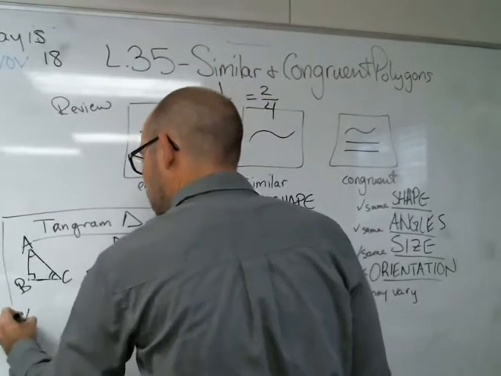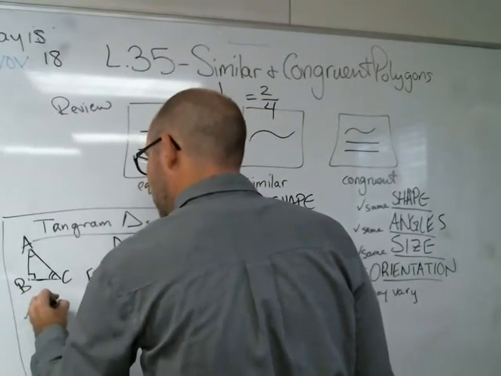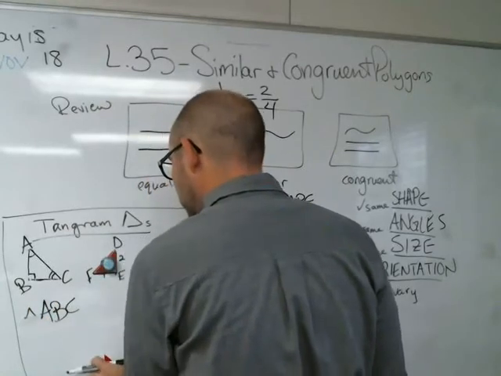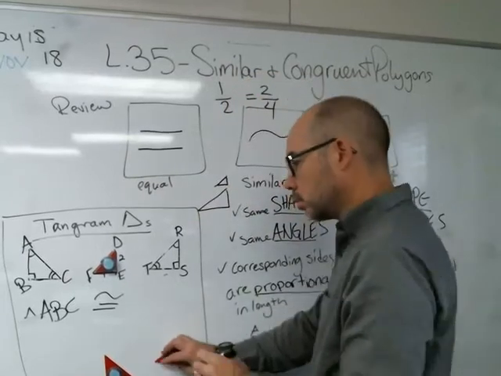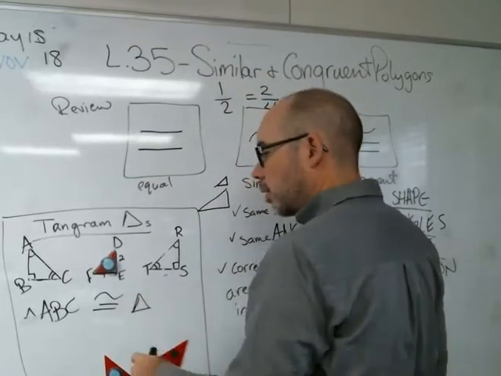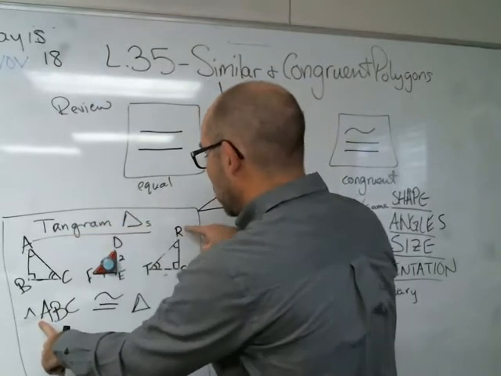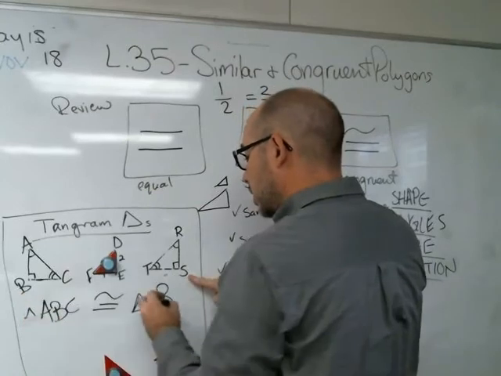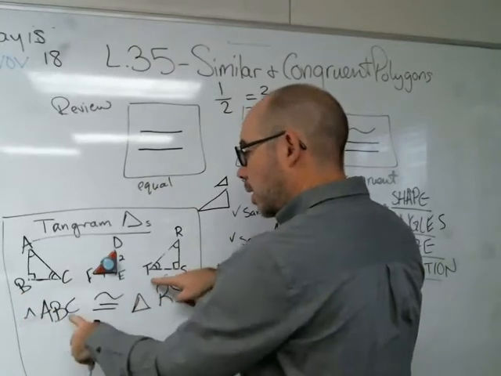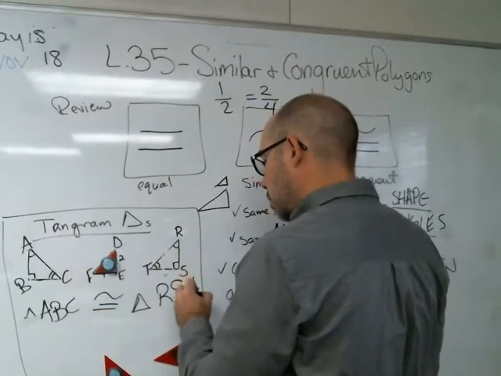I would say triangle ABC is congruent to triangle, and then I have to do it in the same order. What lines up with A? R lines up with A. What's like B? S is like B. And then that leaves the third one. C and T go together.